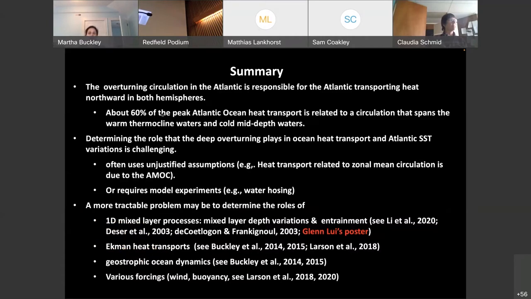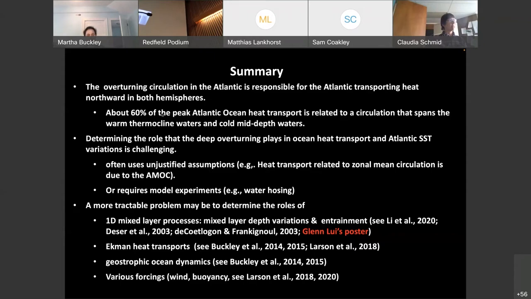Okay, so just to summarize, the ocean overturning circulation is responsible for the ocean transporting heat northward in both hemispheres, and about 60% of the peak ocean heat transport can be related to the AMOC, this circulation that spans warm thermocline waters and the cold mid-depth waters. Yet determining the role that this overturning circulation plays in ocean heat transport and Atlantic SST is challenging.